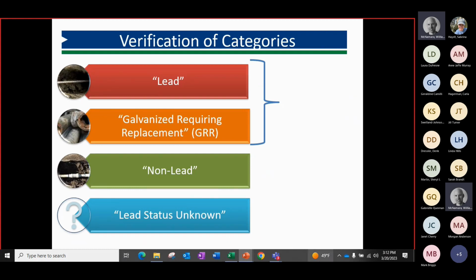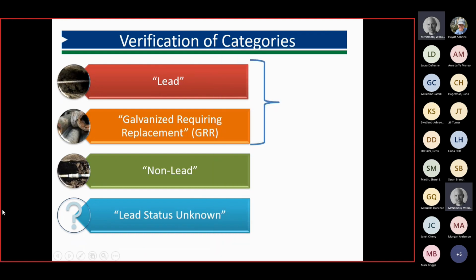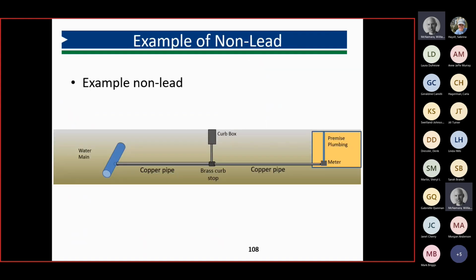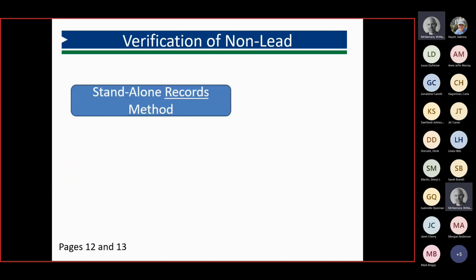If somebody says, based on their records, yeah, it's lead or it's galvanized requiring replacement, the spreadsheet's just going to say, great, you found that in your record, that's fine. Where we're really going to look in more detail is this non-lead. If they're saying yeah, it's copper, it's plastic, whatever, what is your verification that it doesn't have to be part of the replacement plan and come out of the ground? So let's look at that. For our example, we're just going to try to show it's copper on both sides, essentially the whole way.